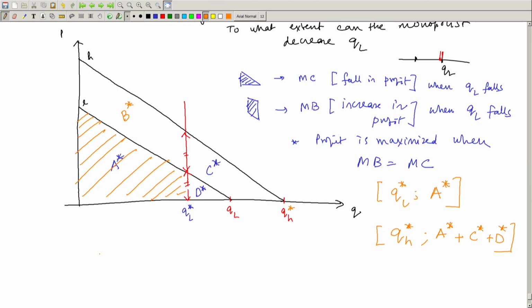So, what is going to be my profit? Well, my profit is going to be, I am going to get A star from the L type consumer and I am going to get A star plus C star plus D star from the H type consumer. So, that is going to be 2 A star plus C star plus D star, right. So, this is going to be my profit, and by taking a simple example I will compute and show that by practicing this particular scheme I am able to do better, right.